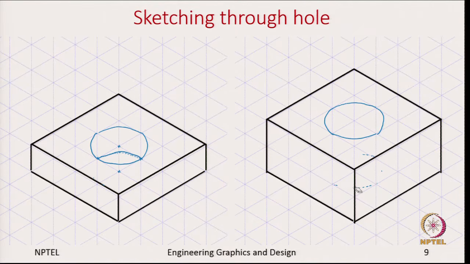So, we are not showing any of the hidden features in the isometric drawing. That is the reason why I need to erase this bottom face. This is how a through hole looks when the height of the plate is large, which means when the height of the plate is large, you may not be able to see the bottom circle. Okay.